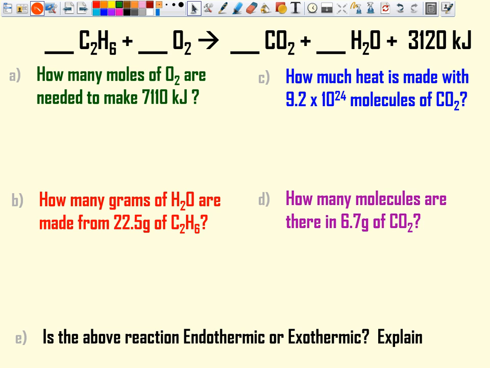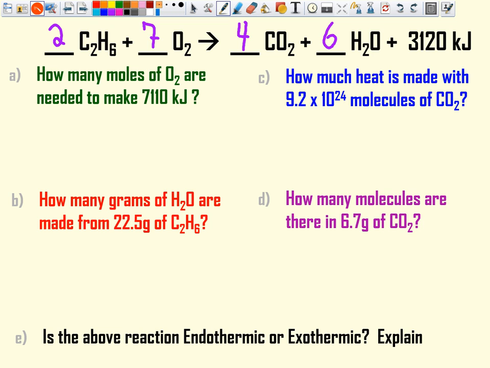Remember, when we do stoichiometry or molar heat, we need a balanced chemical equation. This means when we go mole to mole or mole to kilojoule, we need an equation. So step one, balance that equation. Then look at the problem. Start with whatever the problem tells you.